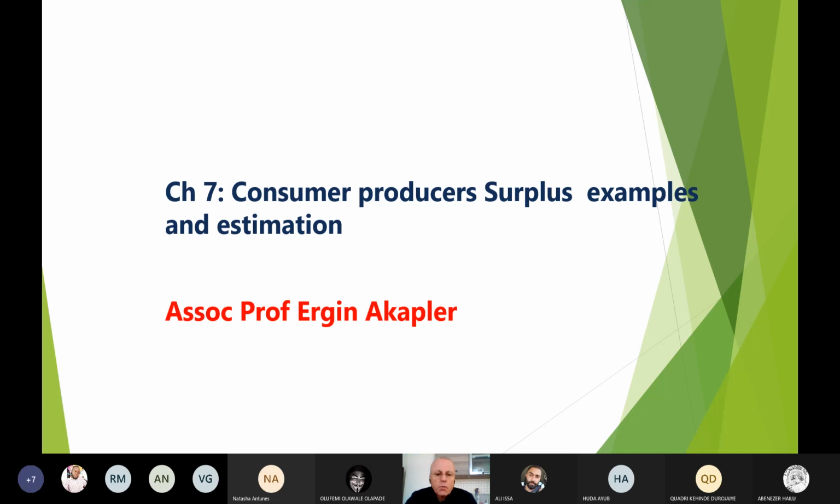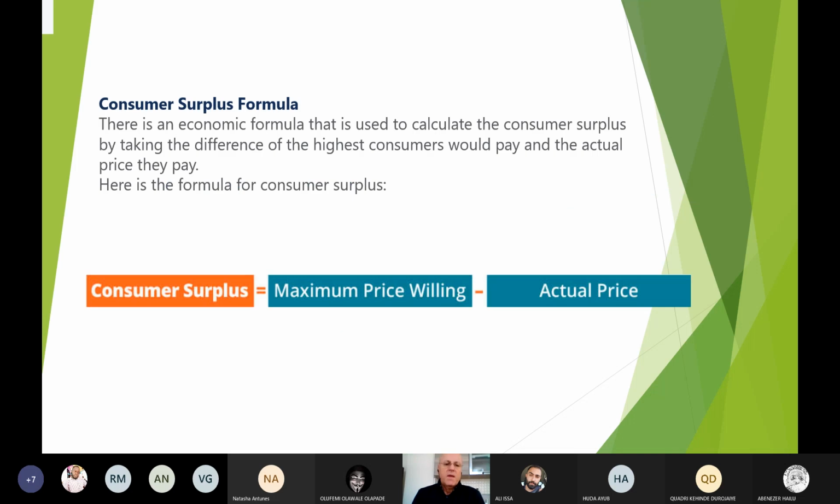Okay, consumer surplus and producer surplus with examples, you will understand now better. Let's give some theoretical applications first and definitions for being able to understand what consumer surplus was. Consumer surplus is calculated by taking the difference between the highest price consumers would pay and the actual price they pay. The maximum price means zero quantity, a price you can't afford and you don't want to buy anything.